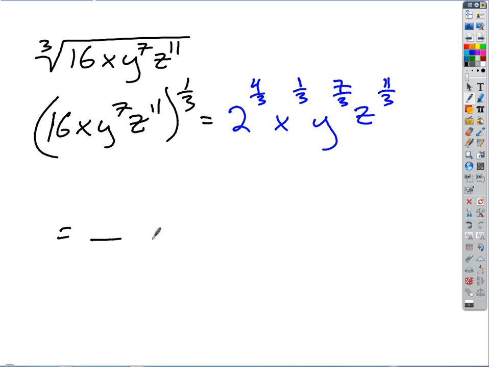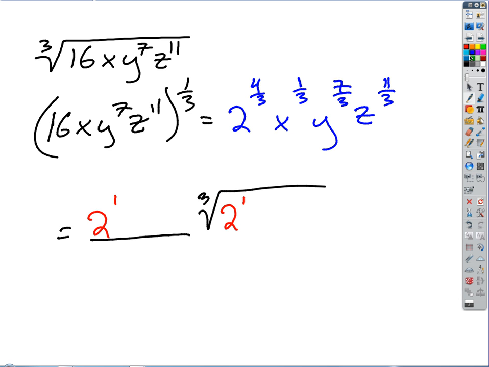The answer is always going to be some outside stuff that made it out, times some inside stuff that got stuck inside the cube root. What about the 2's? 4/3 as a mixed number is 1 and 1/3. So we get 2 to the 1, we wouldn't write the 1, but we get 2 to the 1 and 1/3. Would it be like that line there times whatever's? Yeah, the line is what's times, exactly.